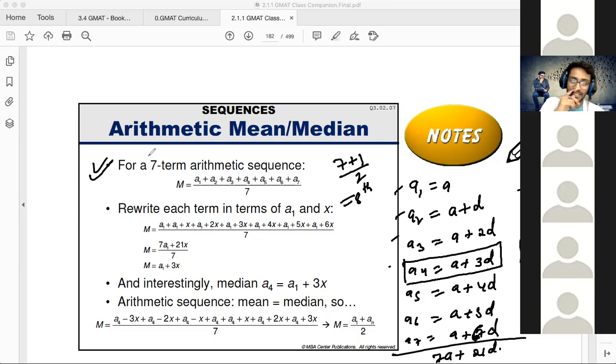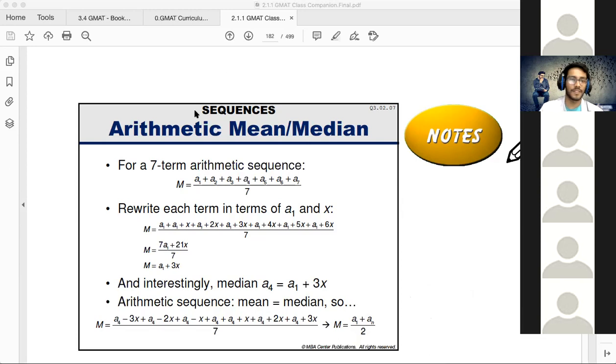So if in any GMAT question the number of terms is 7, for example, my median and mean will both be my fourth term. So directly I'll find the fourth term, T4 equals A plus 3D. Quickly, A will be given, D will be given, substitute the values and get it. So arithmetic mean is equal to median. This is for the seventh term.